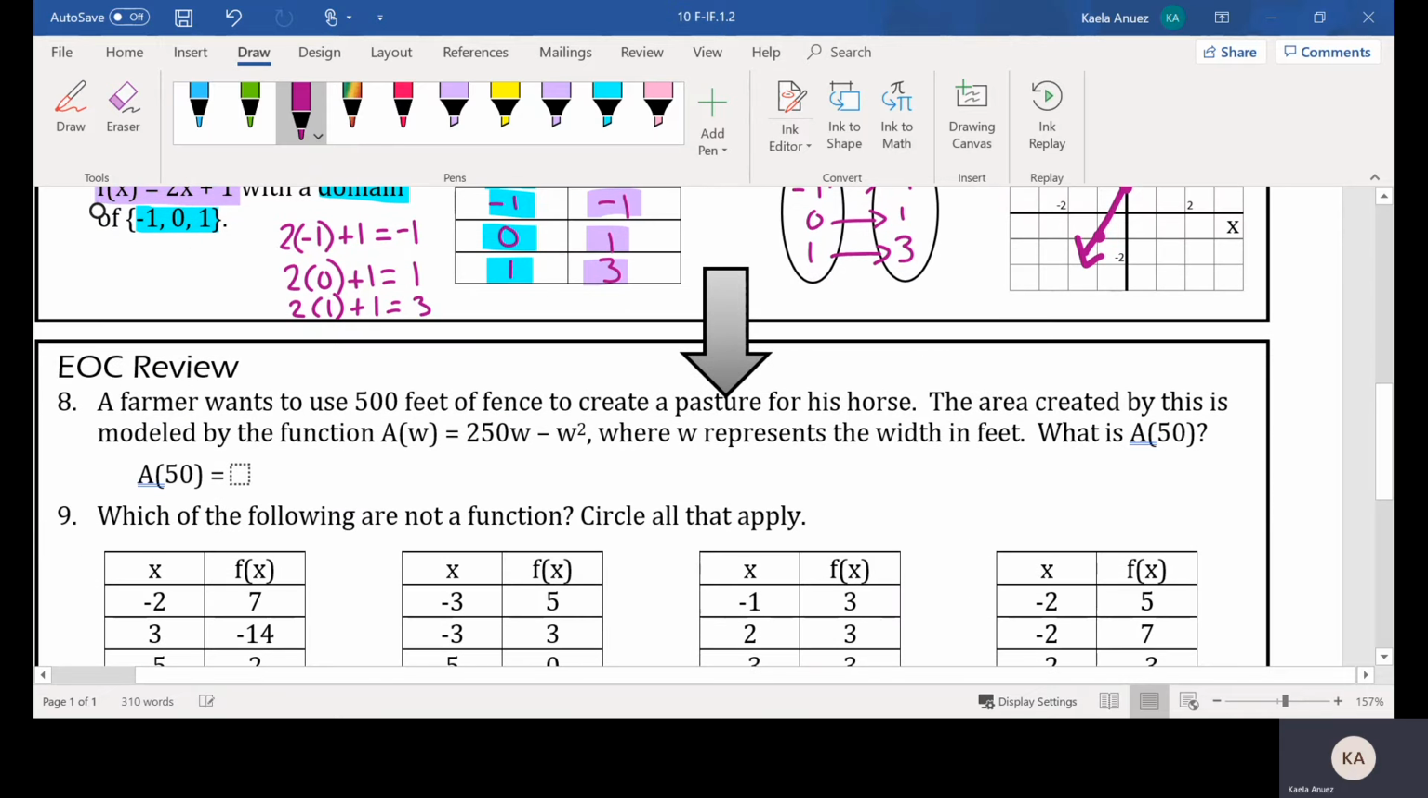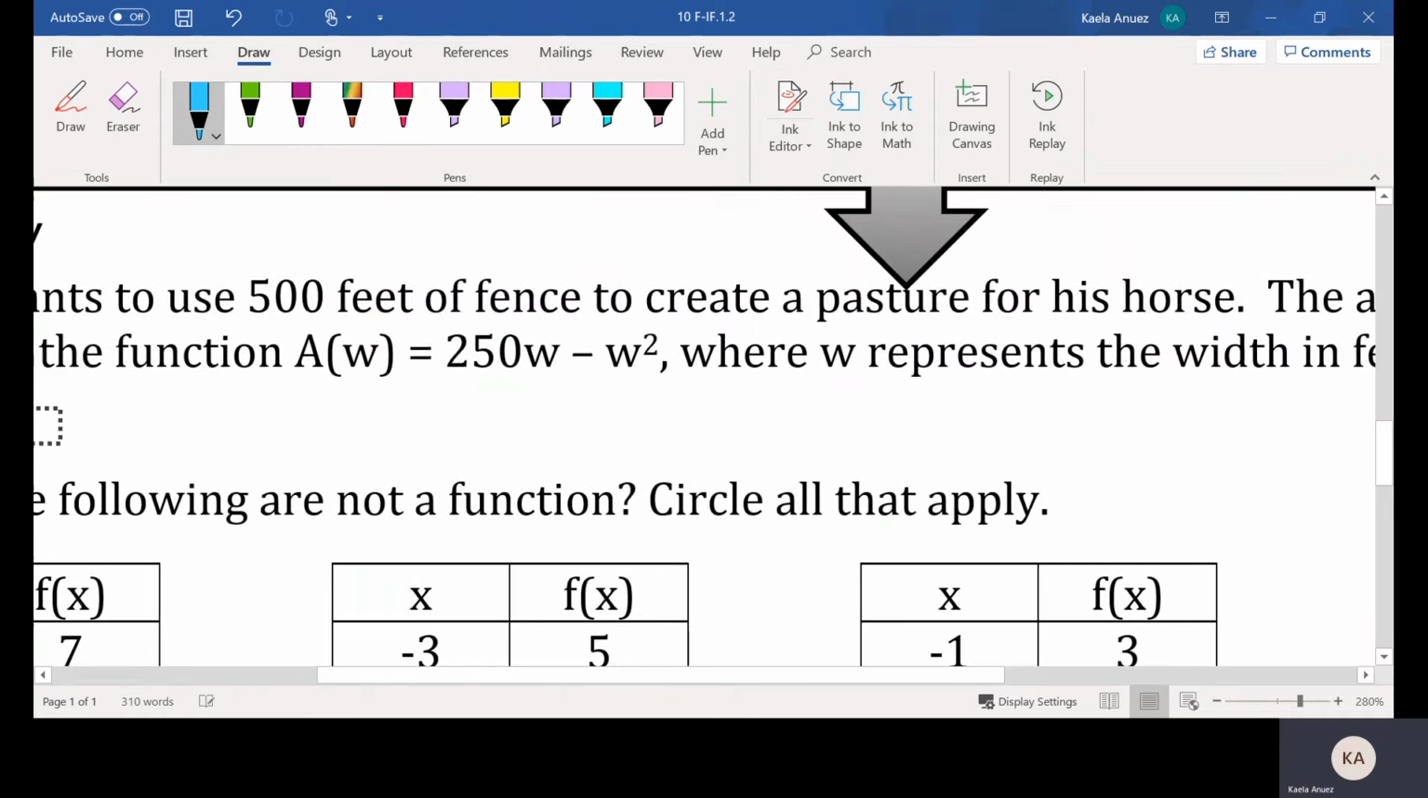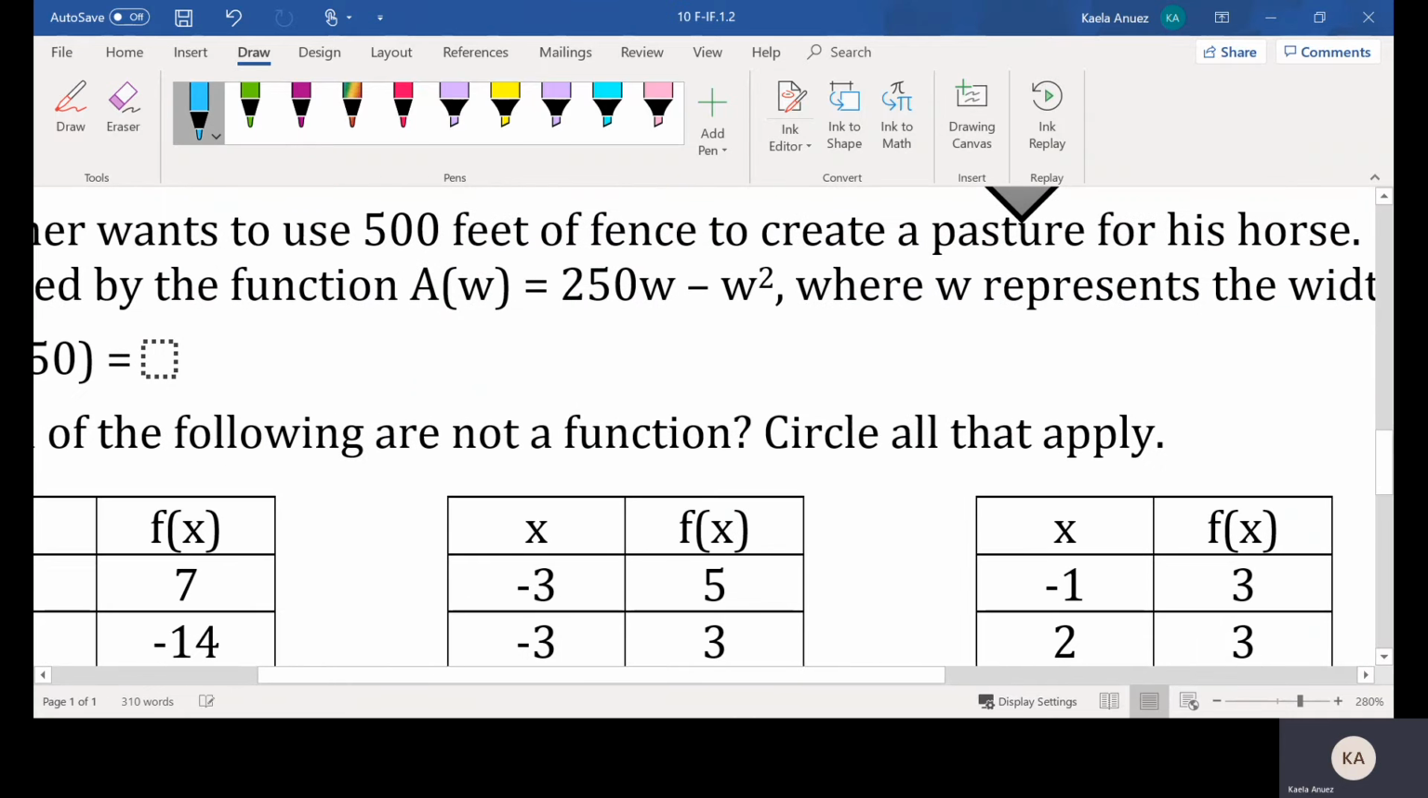Okay, so number 8 says, a farmer wants to use 500 feet of fence to create a pasture for his horse. The area created by this is modeled by the function A(W) equals 250W minus W squared, where W represents the width in feet. What is the area of 50? So when X is 50, what is Y? So all we're going to do is plug in 50 for W. So we're going to rewrite our equation.